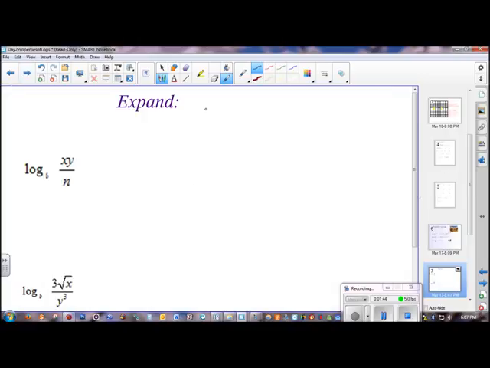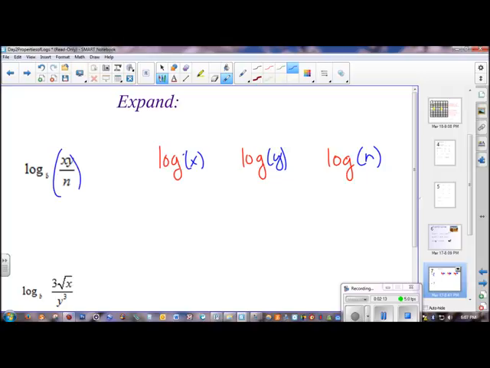If I have to expand a log, the first thing I'll do is figure out how many word logs I need to write. I have an X, I have a Y, and I have an N. So I'm going to write a word log for each one of those. And now I'm going to put those variables inside the arguments. Put the X here. We'll put the Y here. Put the N there. And then I'm going to ask myself what operations are taking place inside of this argument.